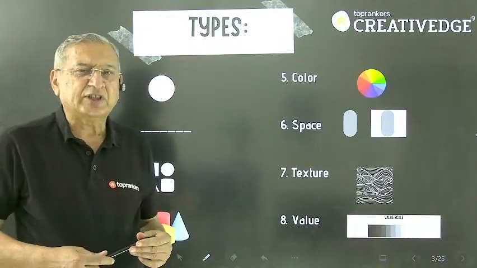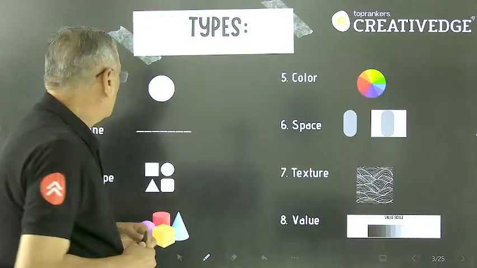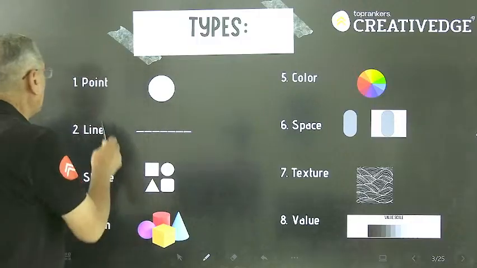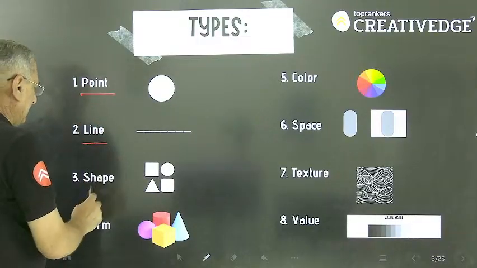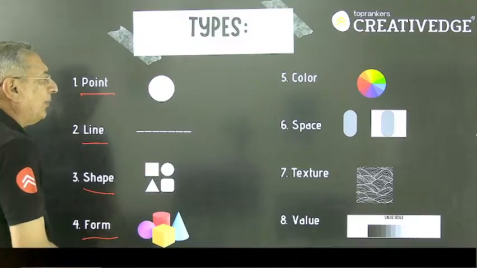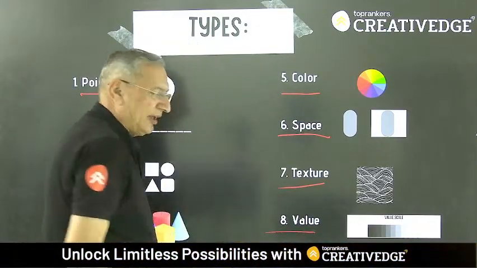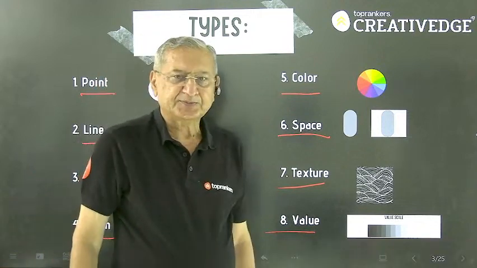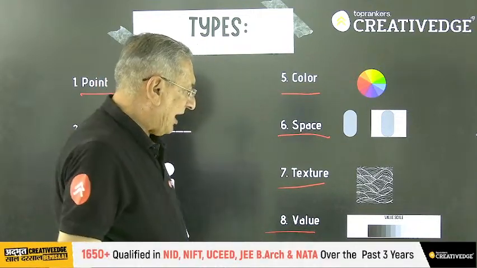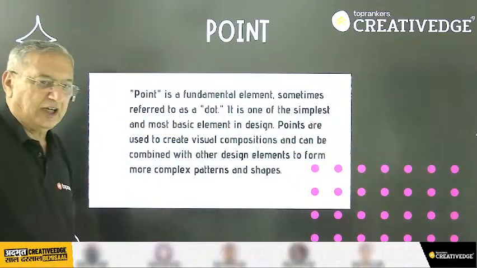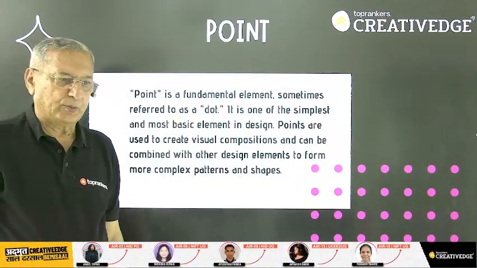Now, to note them down one by one, the types of elements of design are point, line, shape, form, color, space, texture, and values. I will be talking about them one by one. So let me talk about point first and foremost.